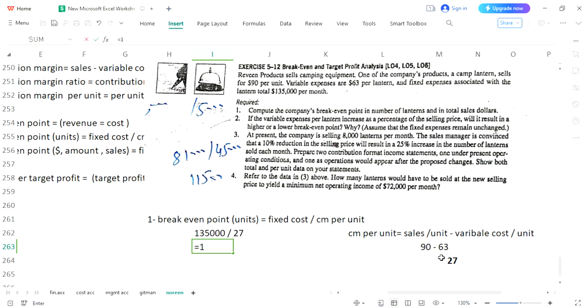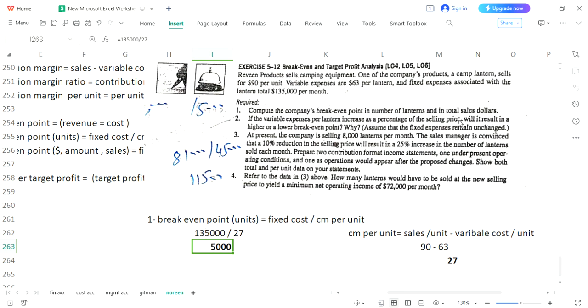Now you can write it on your calculator. 135,000 divided by 27. So 5,000 appeared. Break even units. That means if you produce 5,000 units, you will be at the break even point. The answer is mentioned over here. A little blurred maybe, but it is 5,000, since it has been written by hand and my handwriting is not good. So 5,000 is the break even point in terms of units.